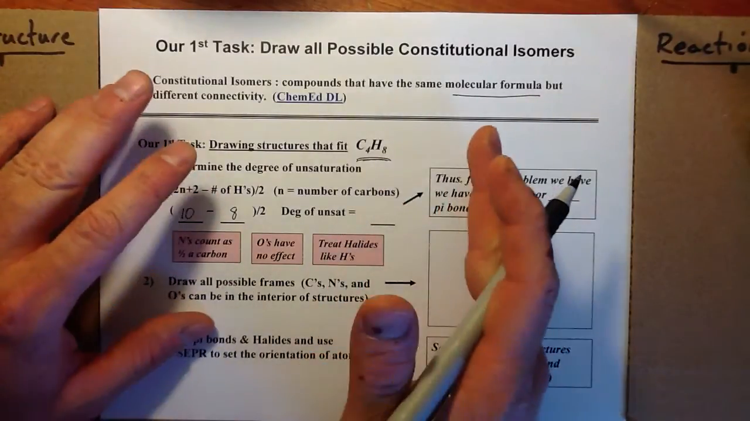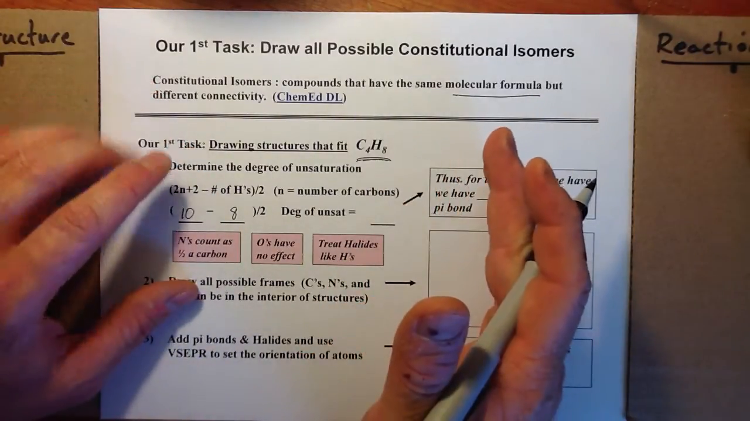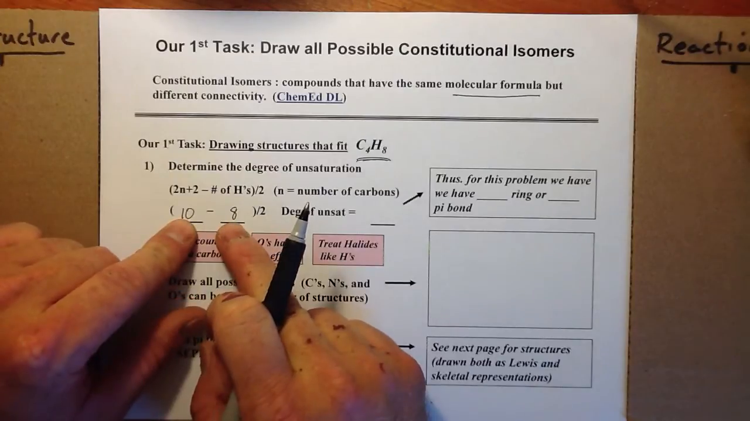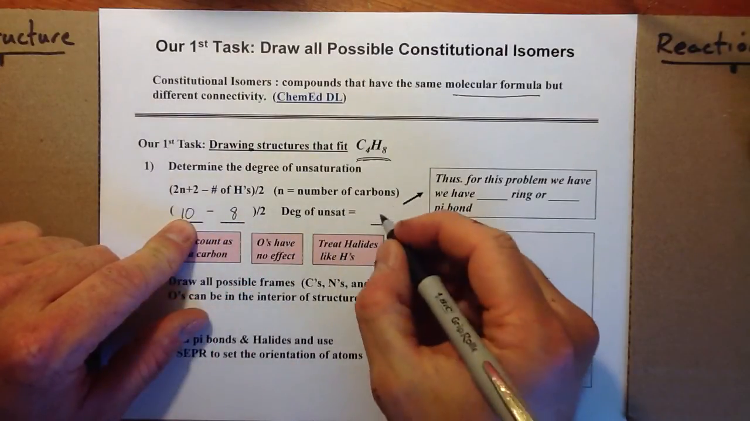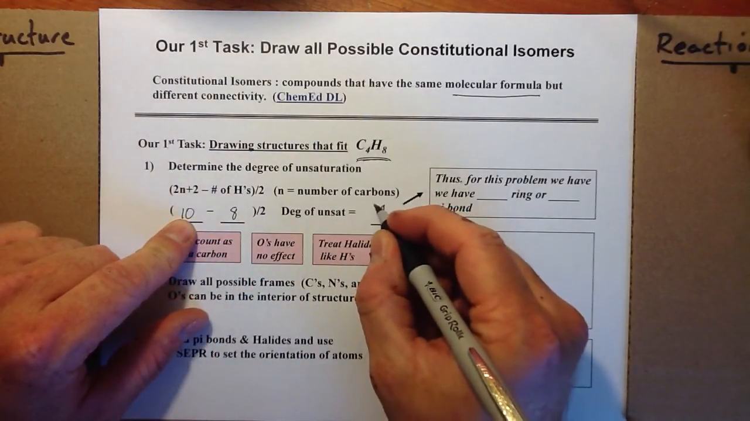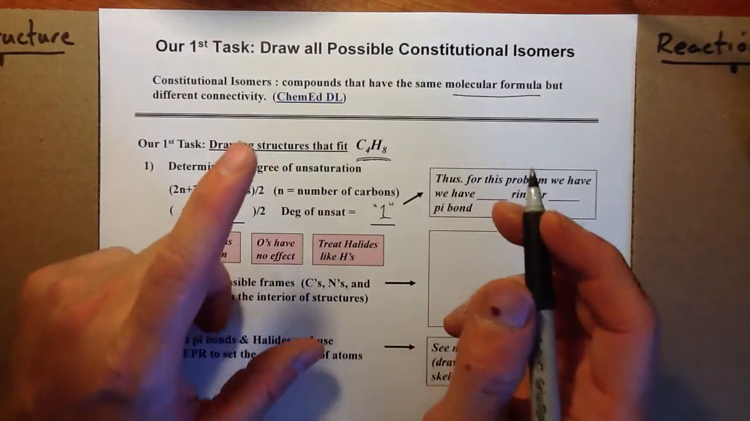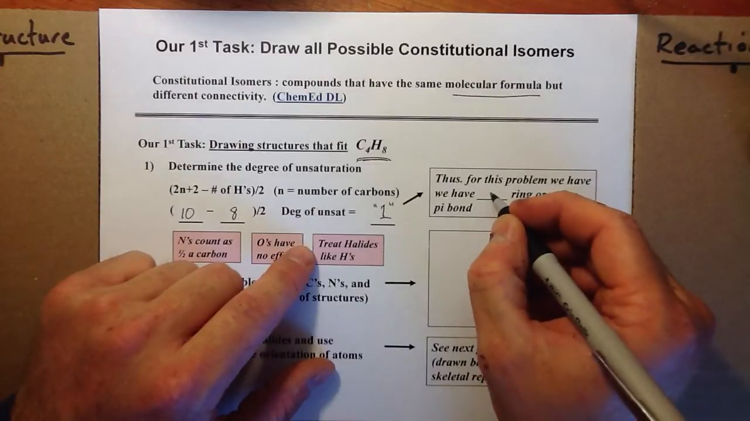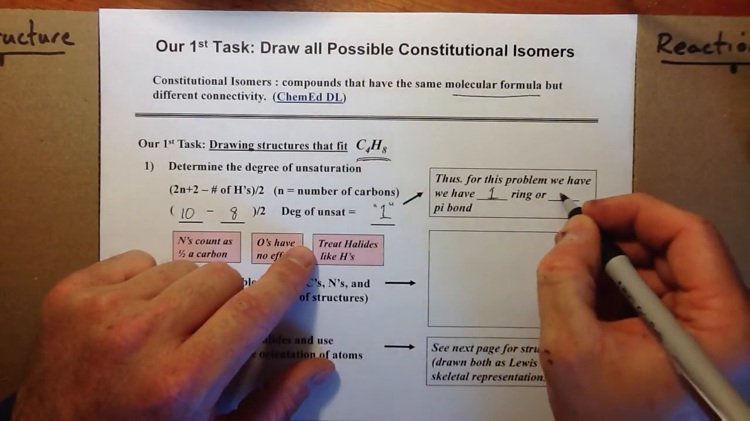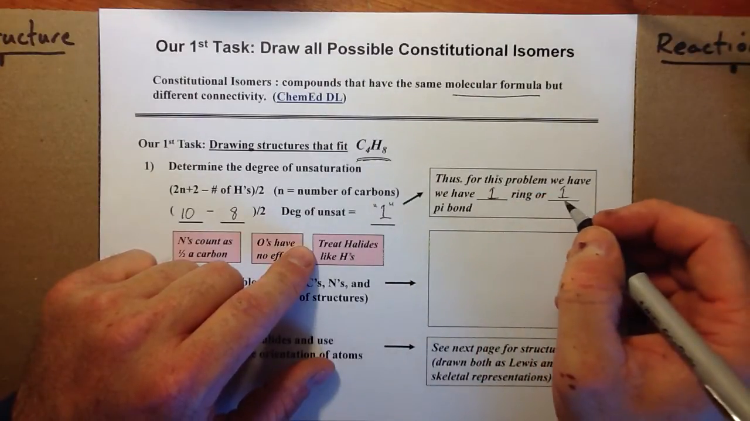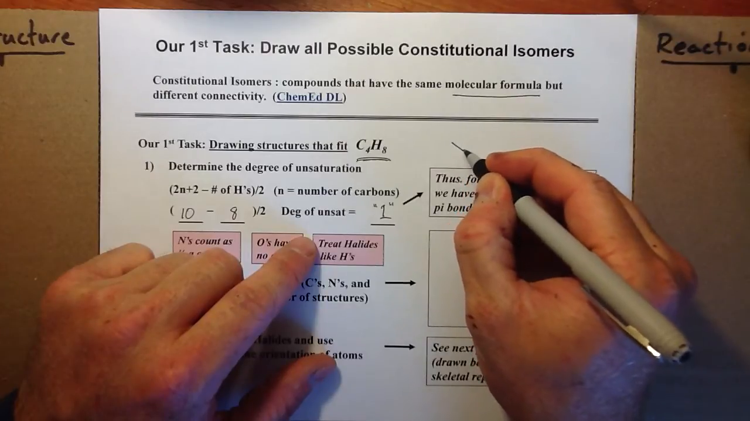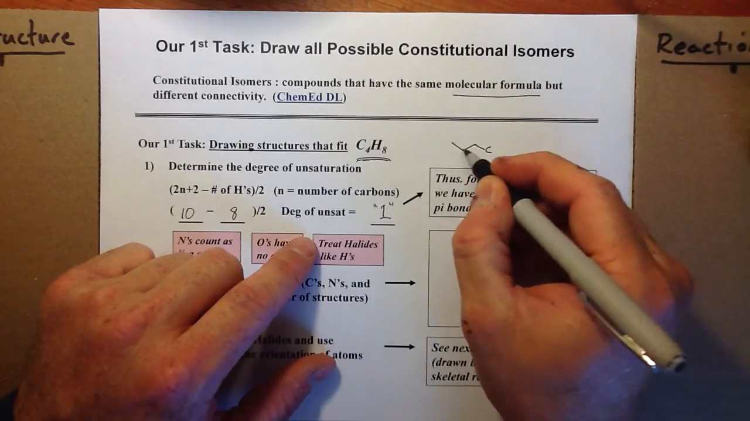You're always going to be short by a multiple of 2. So we take that difference, 2, divide it by 2, and we have what we call 1 degree of unsaturation. What we mean by that is that we either have one ring or one pi bond. Now the easiest way to think about this is to just consider, let's say, 4 carbons.